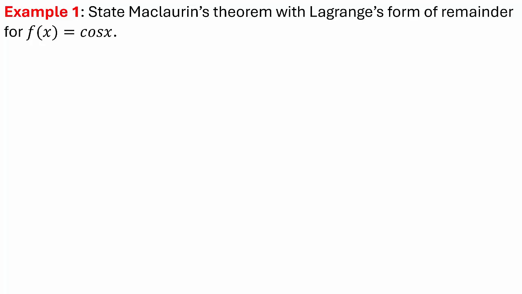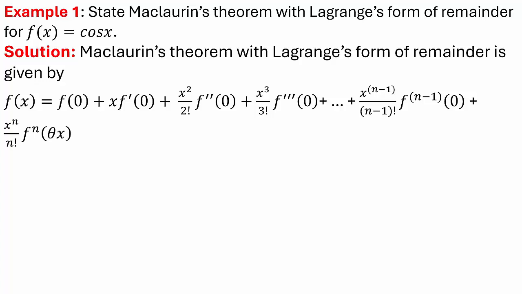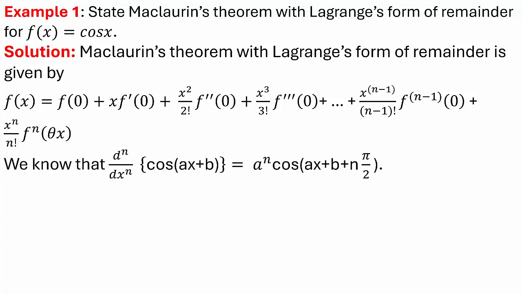Take Maclaurin's theorem with Lagrange's form of remainder for f(x) equal to cos x. For f(x) equal to cos x, we have to write the expansion by using Maclaurin's theorem with Lagrange's form of remainder. Maclaurin's theorem with Lagrange's form of remainder is given by f(x) equal to f(0) plus x into f'(0) plus x square by factorial 2 into f''(0) plus x cube by factorial 3 into f'''(0) plus so on, x raised to n minus 1 by (n minus 1) factorial into f^(n-1)(0) plus x raised to n by n factorial into f^n(theta x). Now we shall try to find the derivative of cos x.